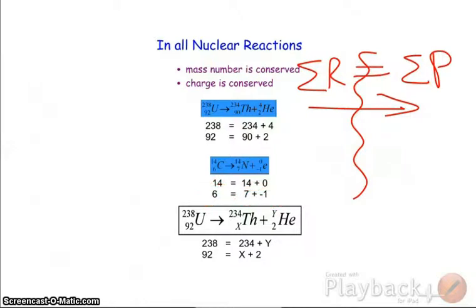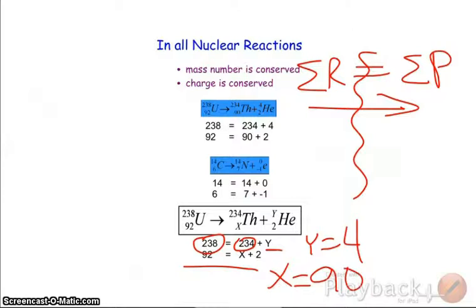So for example, down here, 238, 234, you don't know y? Well, y has to equal 4 for the two sides to balance. 92 equals x plus 2, so x must equal 90 for the two sides to balance.